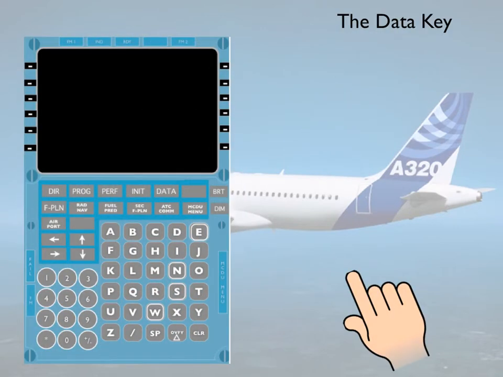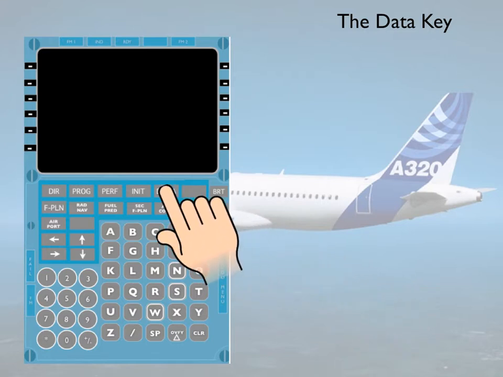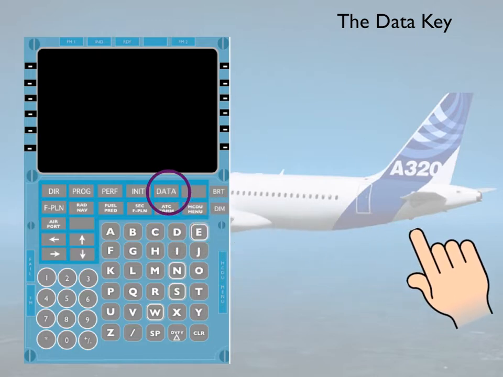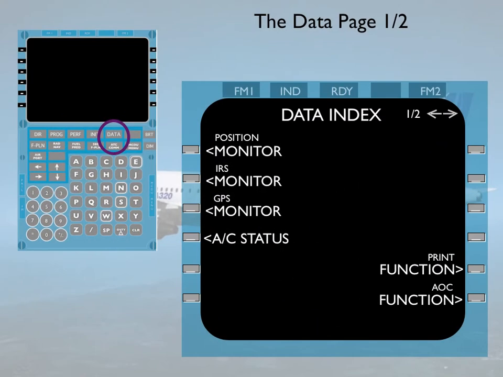One of the first steps to initialize the FMS is to check the data page. This is done to check if the basic parameters of the data is correct. Just move over the FMS and press the data key. When you press the data key, this screen appears.